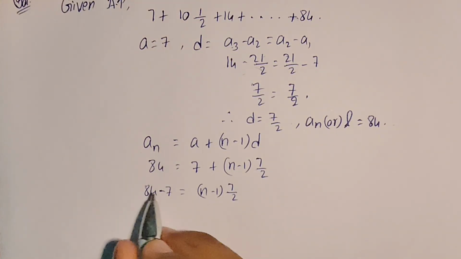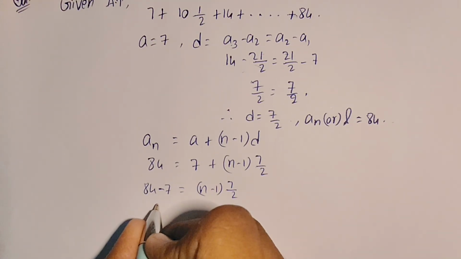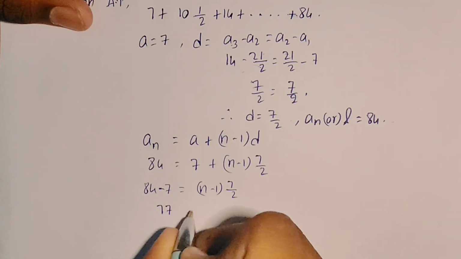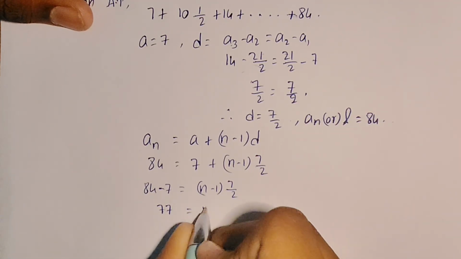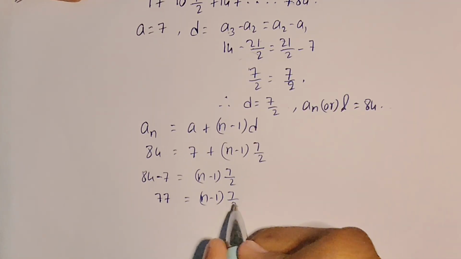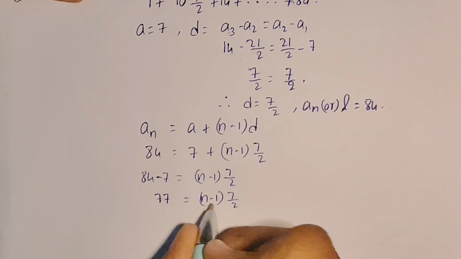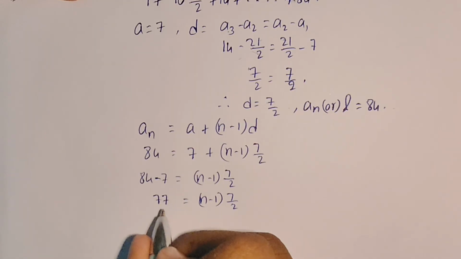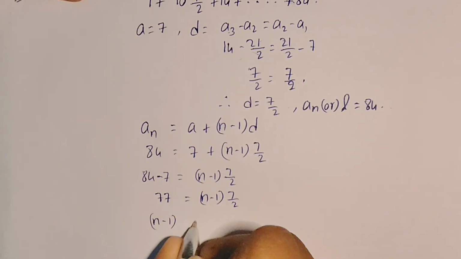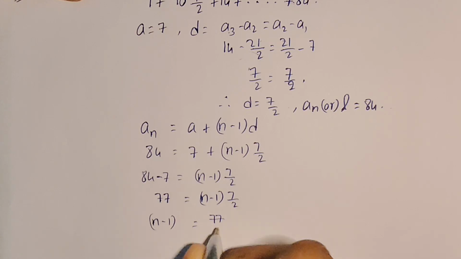So here 84 minus 7 means we get 77, equal to (n minus 1) into 7 by 2. If we transpose 7 by 2 to the left side, it becomes divide the 77. So n minus 1 is equal to 77 divided by 7 by 2.